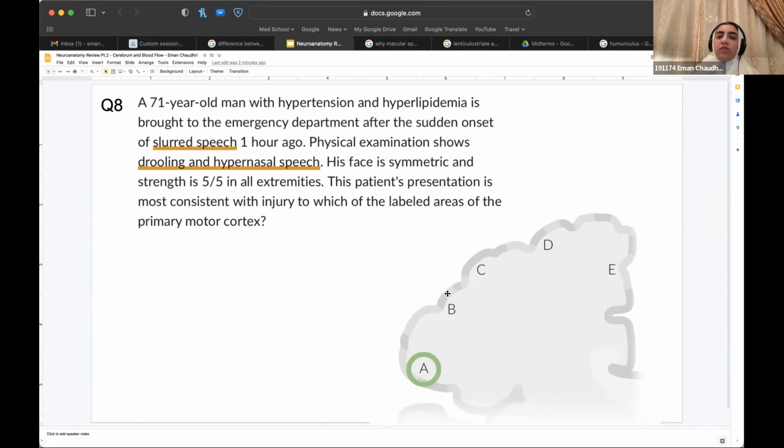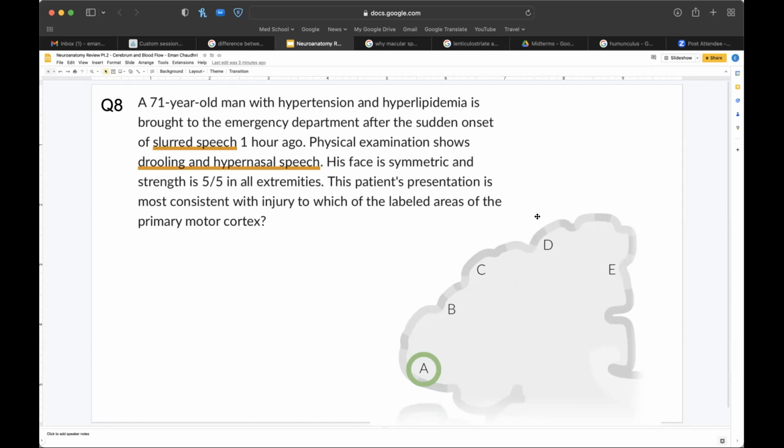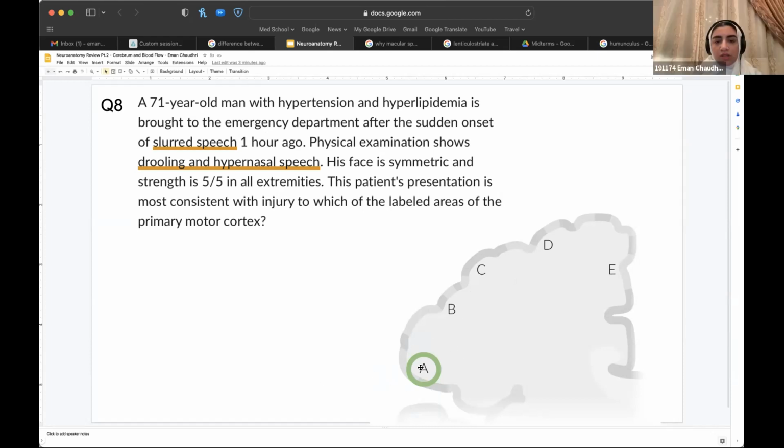Because over here, remember that you have hands, fingers. Around C and D, you're going to have your upper limbs, and then around E, you're going to have, again, legs, genitalia, feet. So lower limbs, upper limbs, face, mouth, teeth, gums, etc.